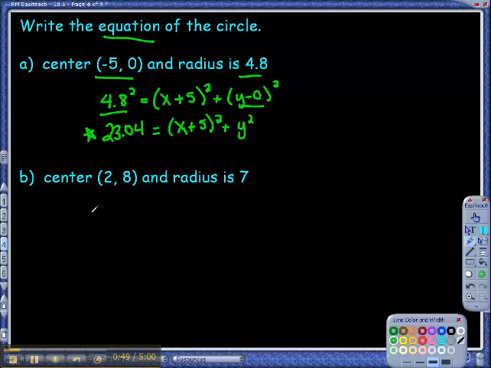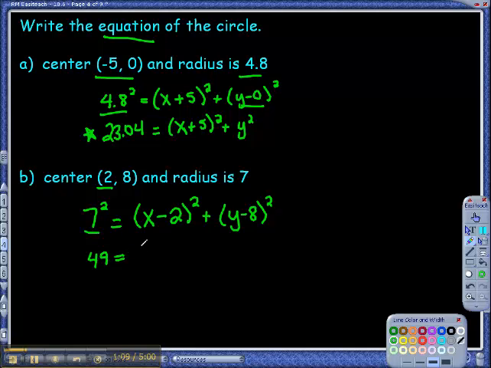For the next one, we know that that radius squared should equal the difference in the x value, so x minus a 2 quantity squared plus a y minus an 8 quantity squared. The only thing to simplify here is 7 squared we know is 49, so 49 is equal to x minus 2 quantity squared plus our y minus 8 quantity squared.